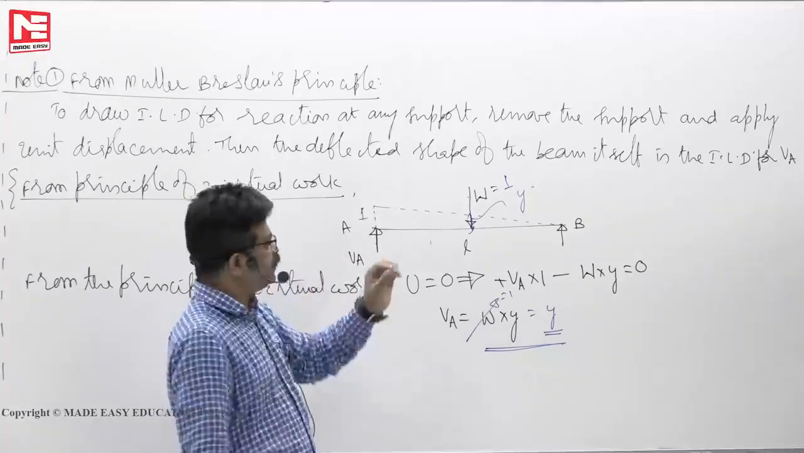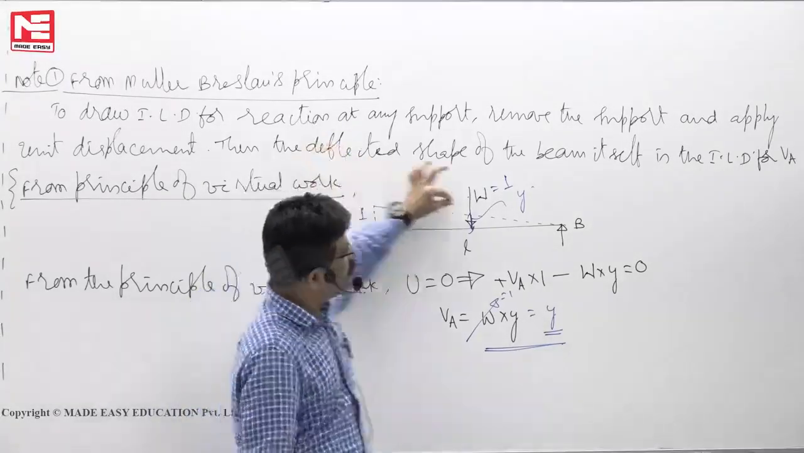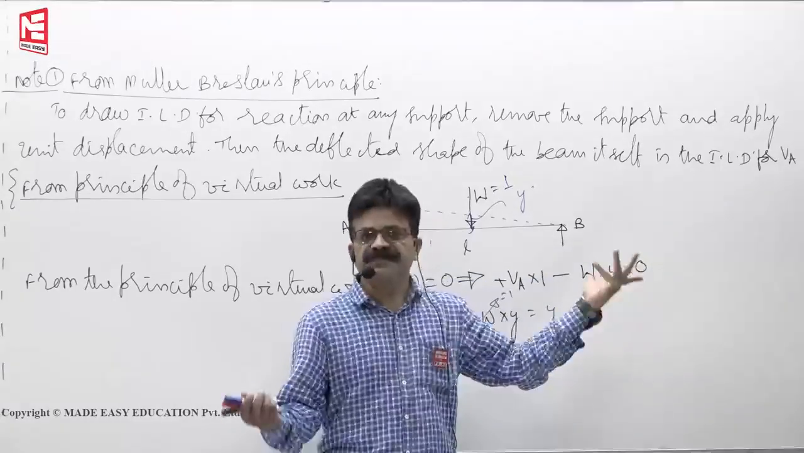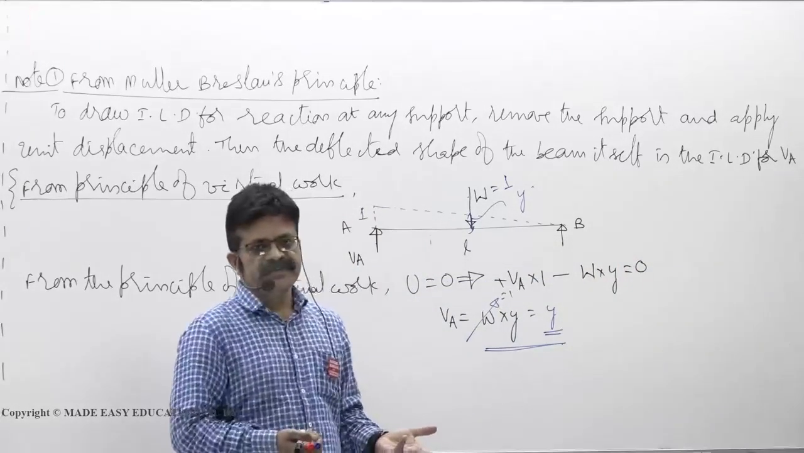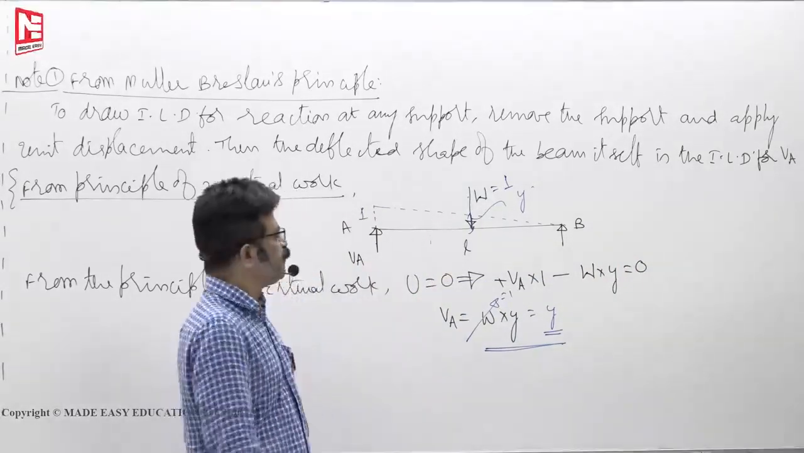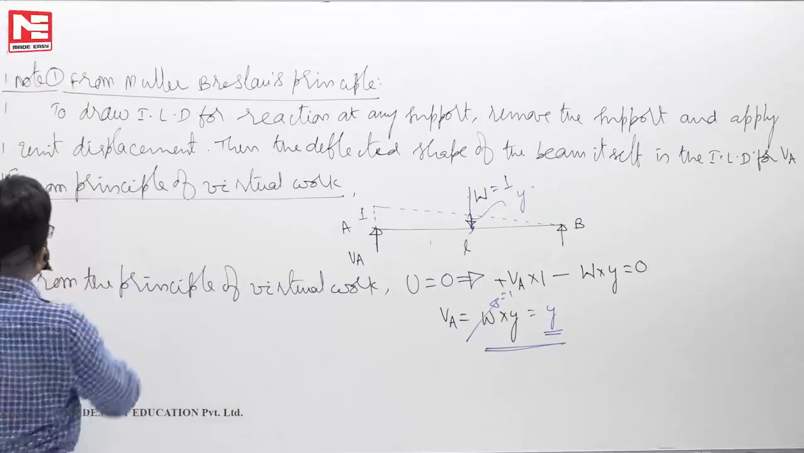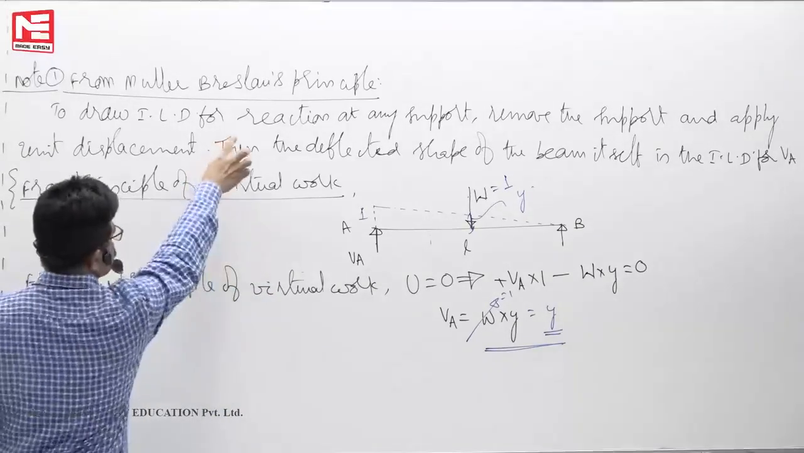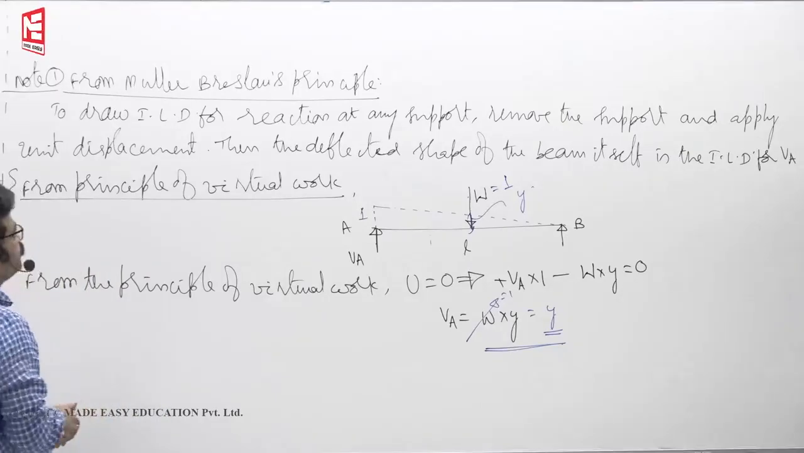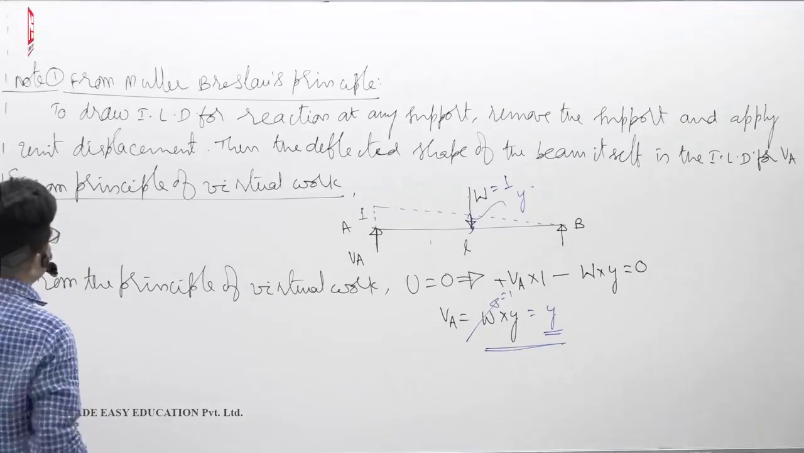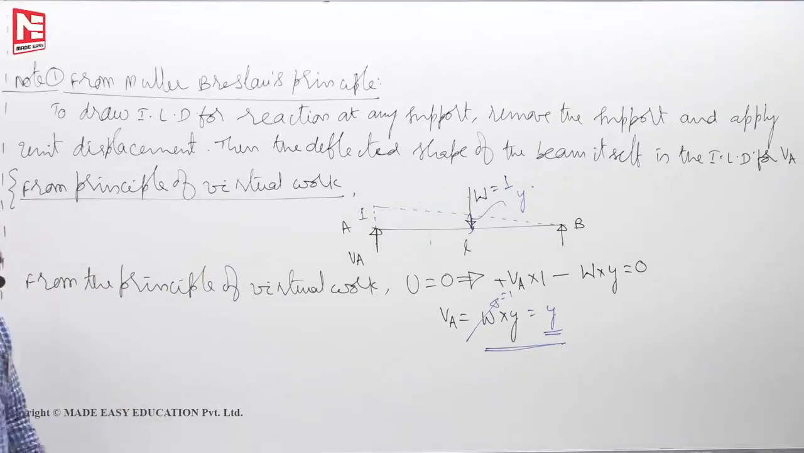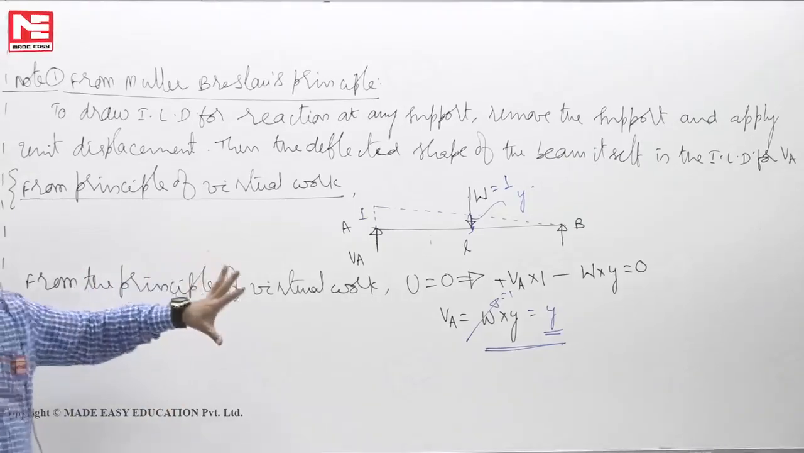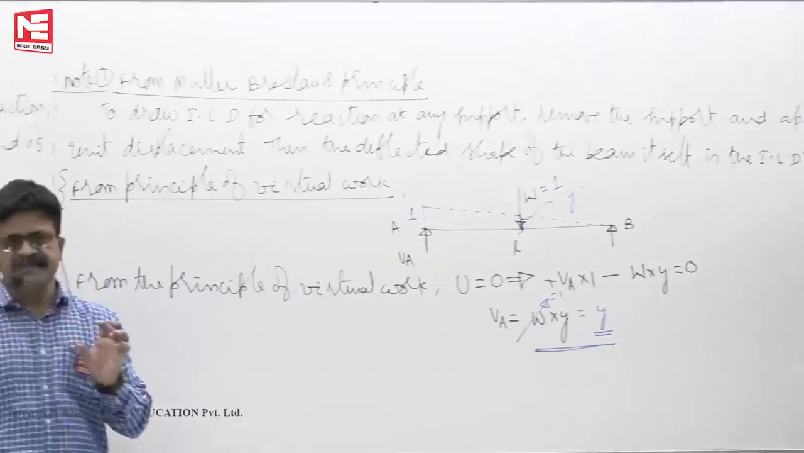That displacement is now nothing but, when you lift it, the deflected shape of the beam itself now becomes the influence line for the reaction at A. So that's how he has derived this statement from this equation. So the deflected shape of the beam itself is the ILD for VA. Now you understood how that statement comes.